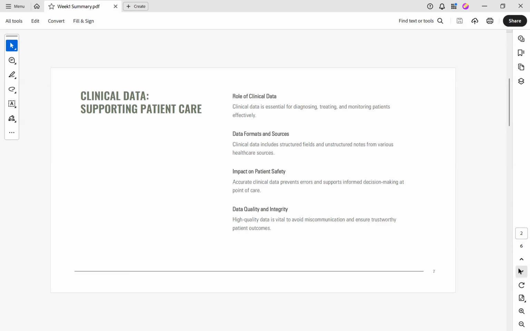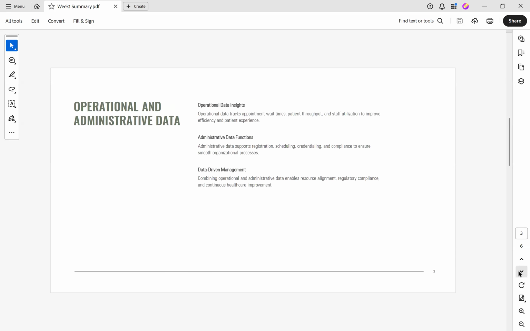And so the formats are key. We're going to spend quite a bit of time in this course talking about format, so that the quality and integrity of the data is sound.